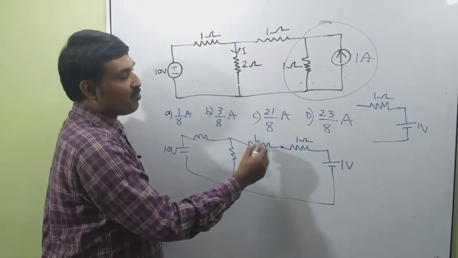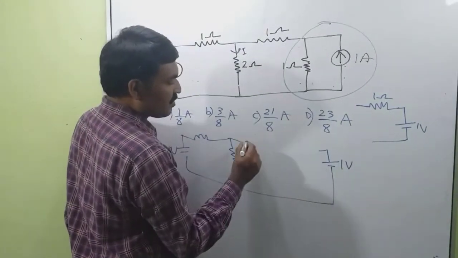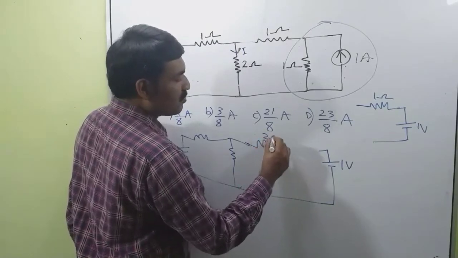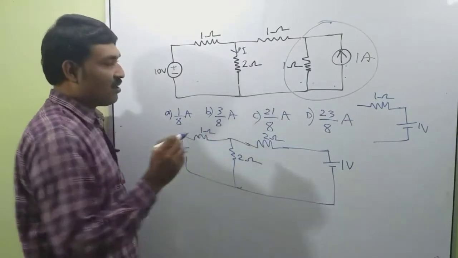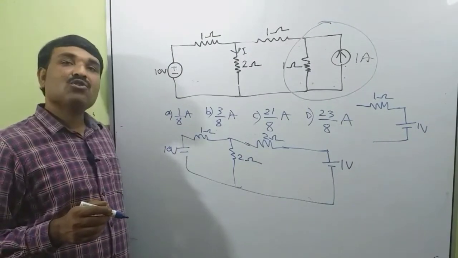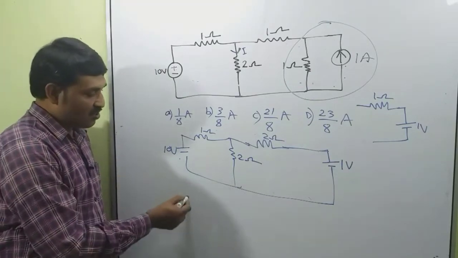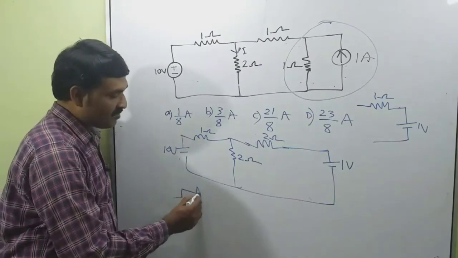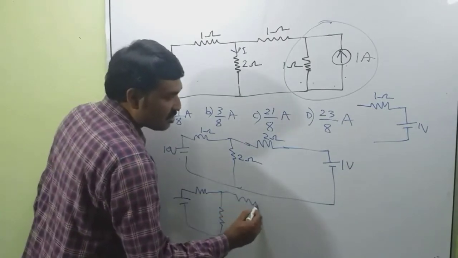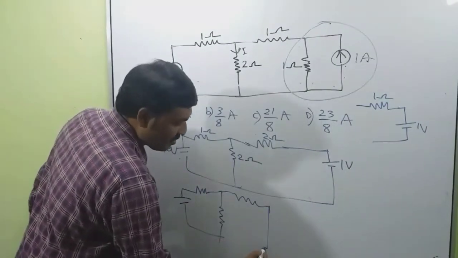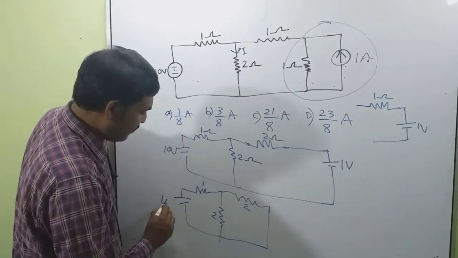This is again 1 ohm and 1 ohm. So 1 and 1 become 2 ohm. So this becomes a 2 ohm resistance. This is 2 ohm and again this is 1 ohm resistance. Now we can use the superposition theorem. Suppose I am applying this source first. So I can draw the circuit like this. Now short circuit this voltage source. So this is our circuit. This is 2 ohm, 2 ohm, 1 ohm and 10 volt.